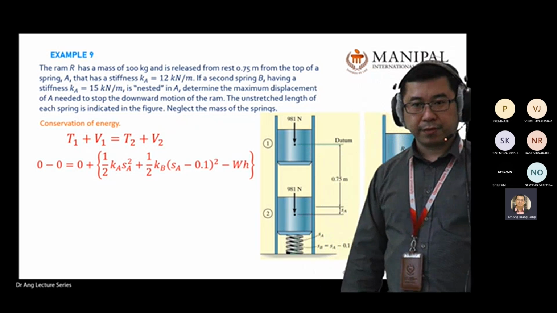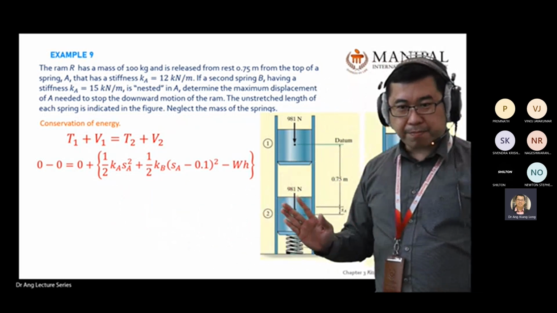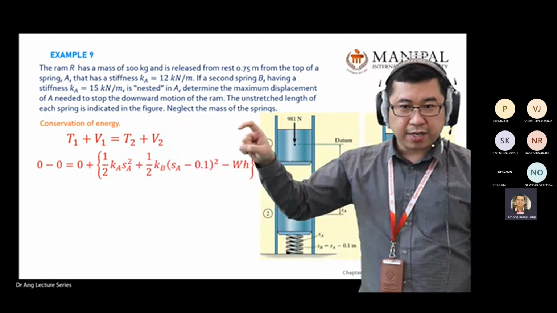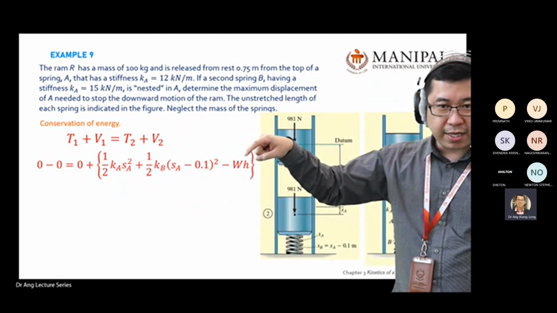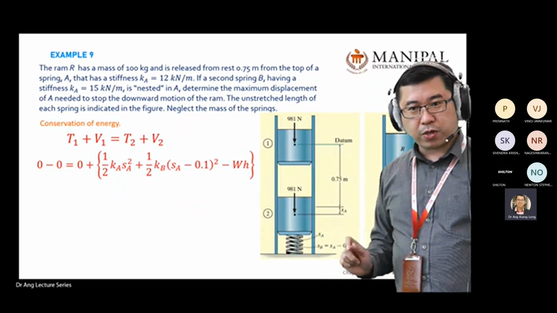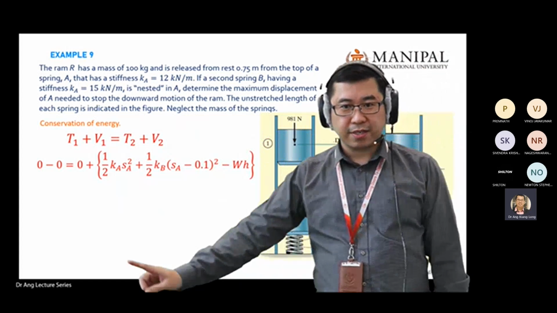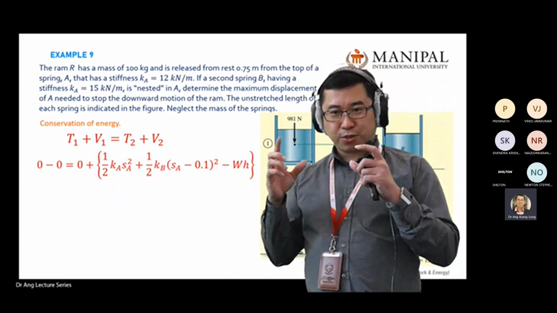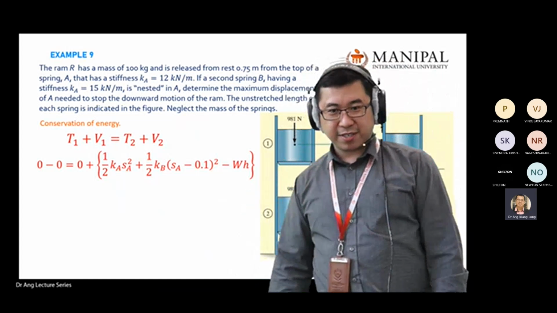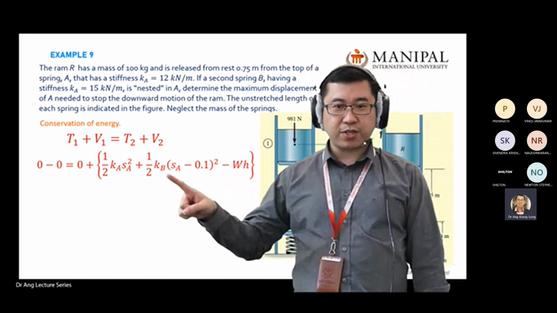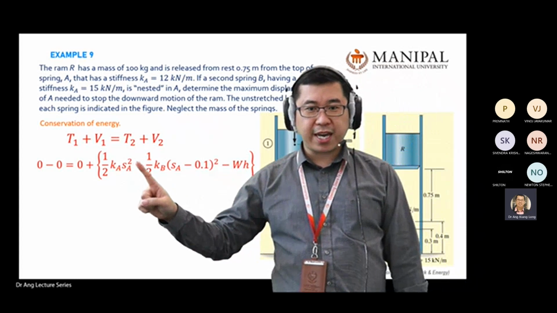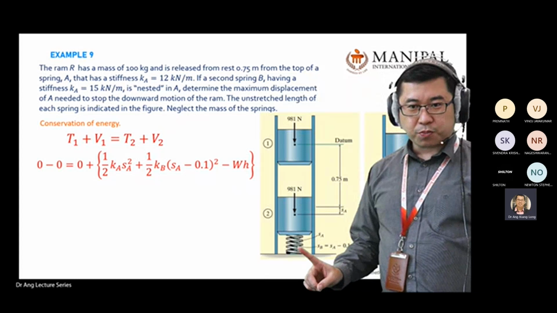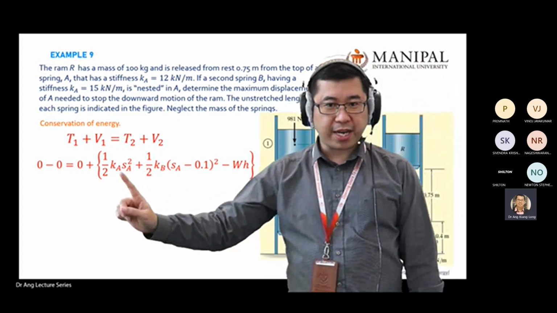Okay. We have it clear for the ram on the left hand side. Kinetic is 0. Potential is negative WH. Next, we look at the spring. For the spring, we talk about spring energy. The spring energy equation is half Ks squared.